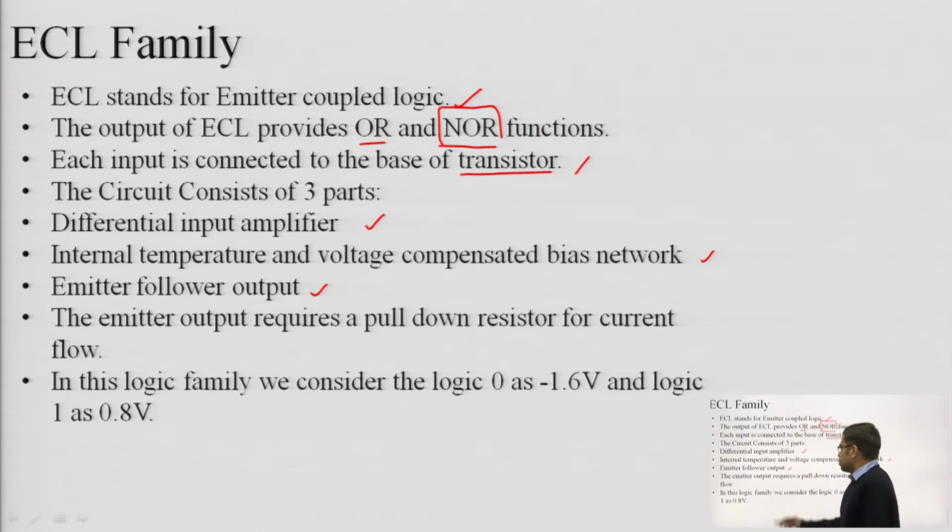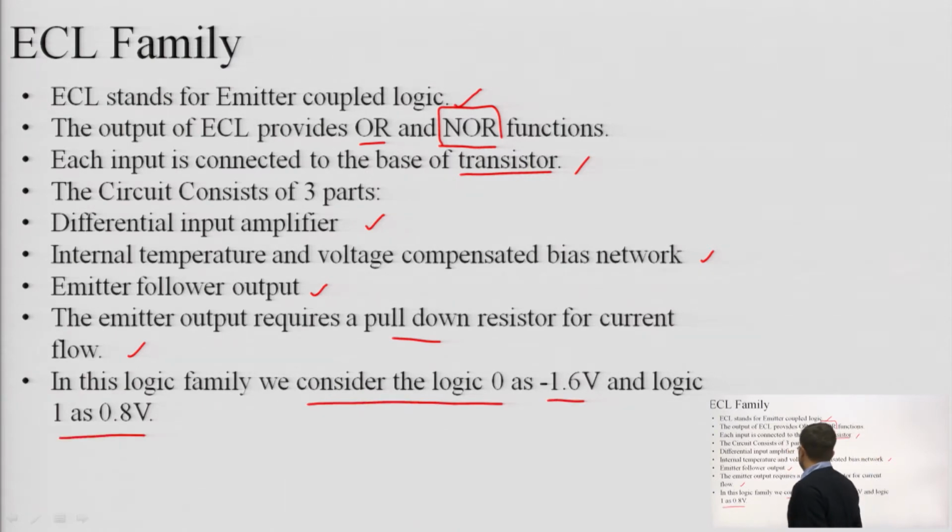The emitter output requires a pull down resistor for current flow. So we will be using a resistor at the emitter output to make the output low. Pull down means connecting the output to the ground level. In this logic family we consider logic 0 as minus 1.6 volt and logic 1 as minus 0.8 volt. These are the denotations of the high and low levels.